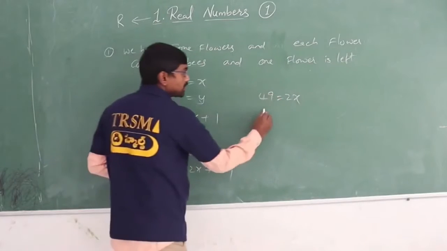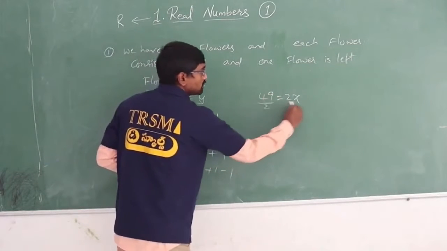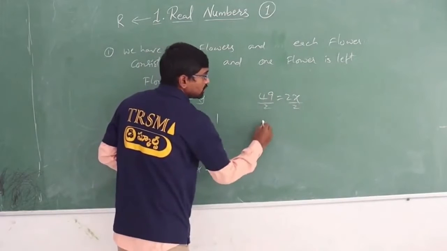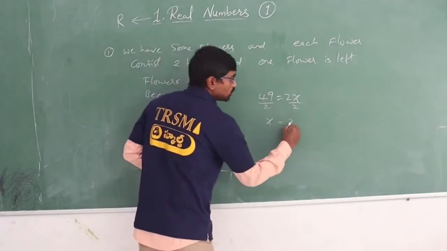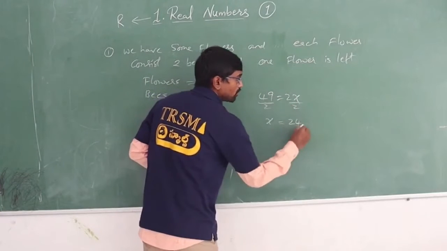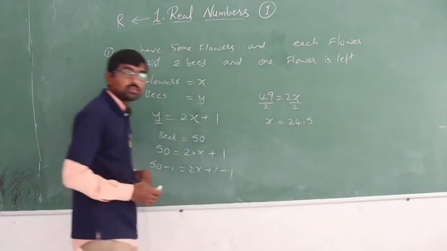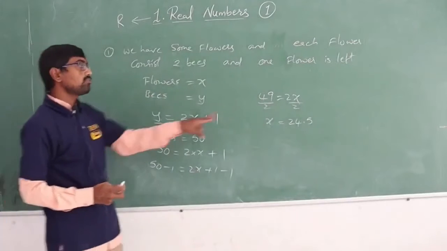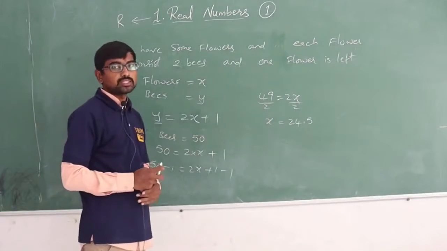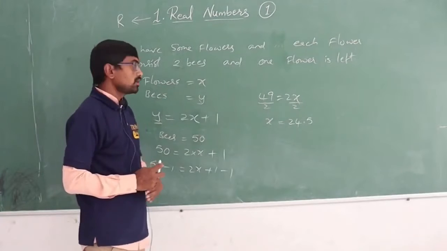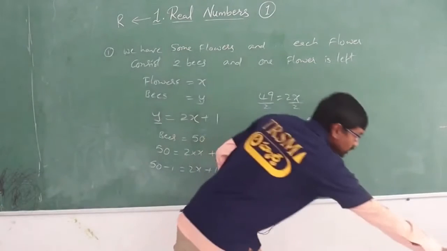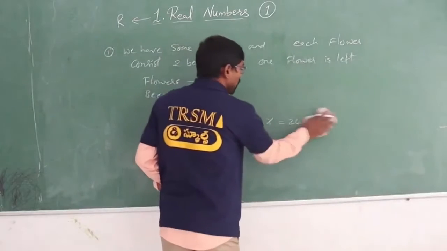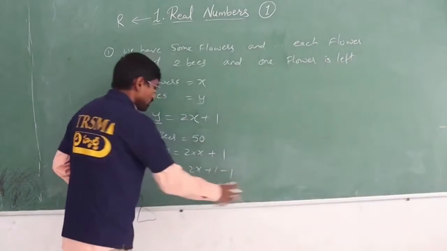Dividing by 2 on both sides, how much will I get? x equals 24.5. Can I get the number of flowers in decimal form? No, I can't. Why? Because this is in an odd form. Now we are going to discuss the even form and odd form of numbers.